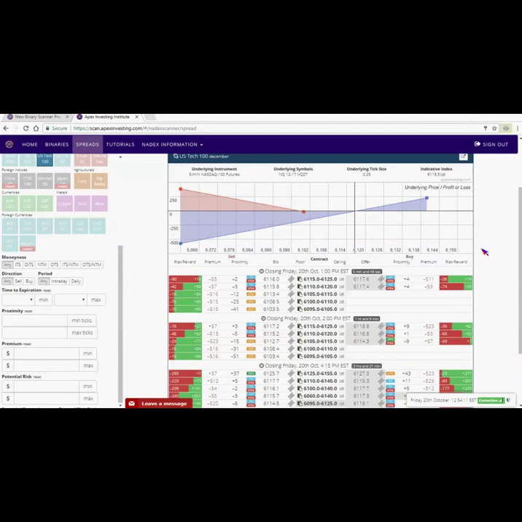Is it just showing the potential profit and loss? It does move as the price changes. But yes, it shows the potential profit and loss. The numbers will change, and this little bar will change as the price moves.